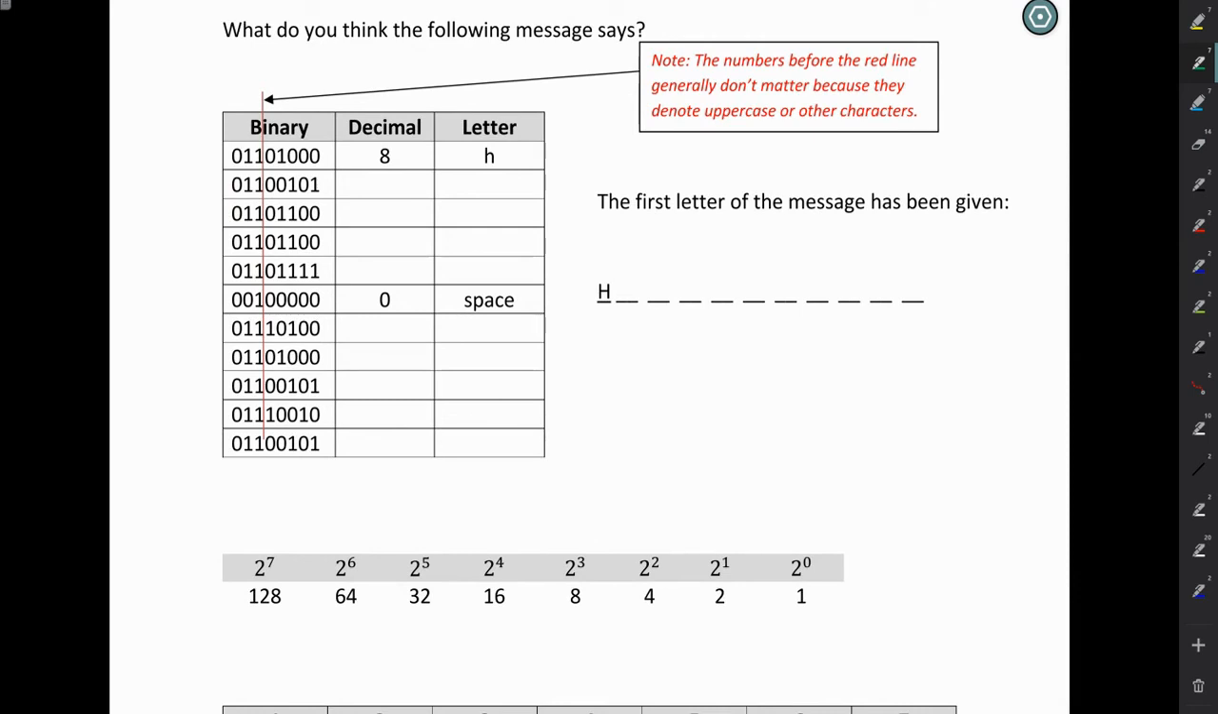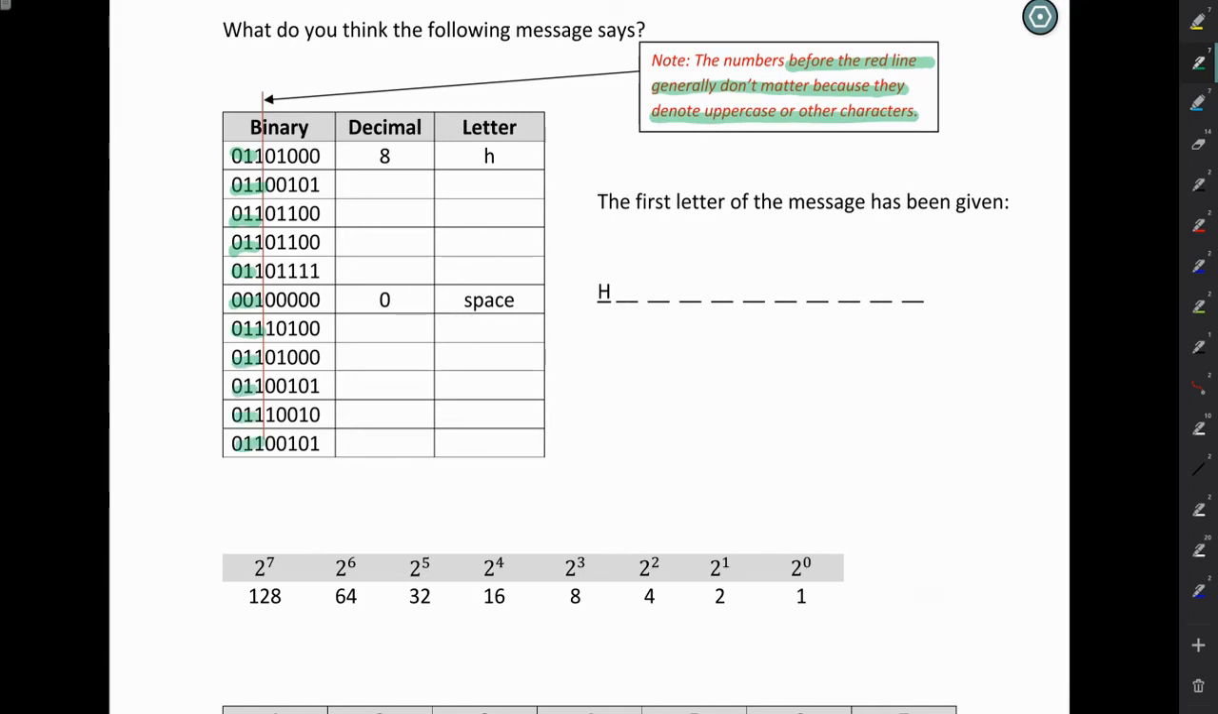Now, there's a note here. These first 3 digits, the numbers before the red line, generally don't matter because they're going to denote either uppercase or other characters. So we're just going to focus on the numbers that are to the right of that line. We're basically going to ignore these first 3 digits. And so I gave you the first one.